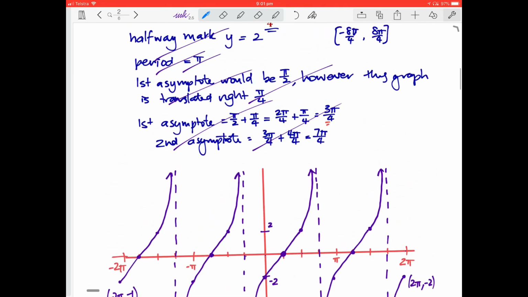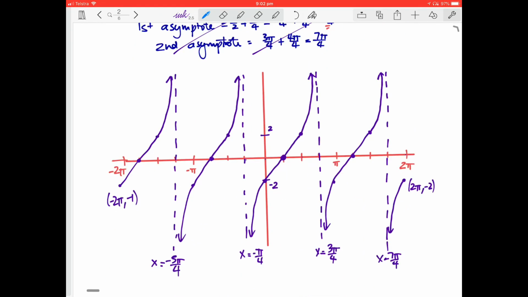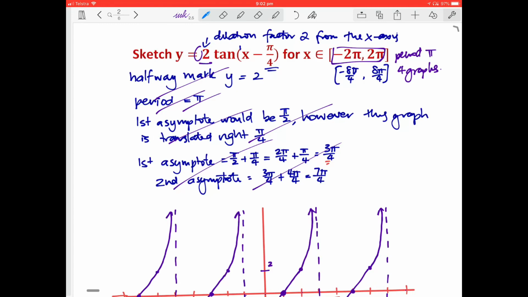Okay, so because we're between negative 2 pi and 2 pi, and we know that in this case our period was pi, we should see 4 graphs in total. We have got 1, 2, 3. This little bit and this little bit here make up 4 graphs. So that's how you graph a tan graph. You get the period, first asymptote. If it's translated left or right, then you simply move the asymptote left or right. Get your next asymptote by adding the period. Go backwards by subtracting the period. Once you've got all your asymptotes in, your x-intercept is the halfway mark. And then your quarter way mark is the value of a, which is the coefficient of the tan function.